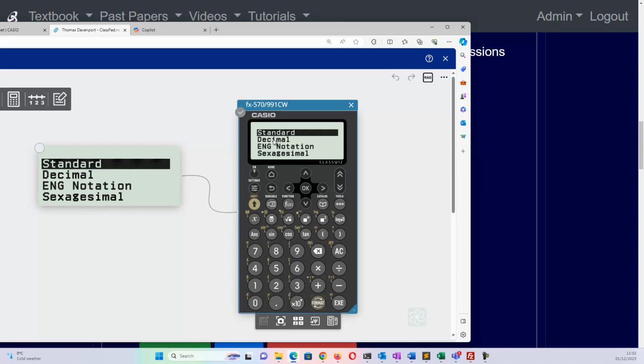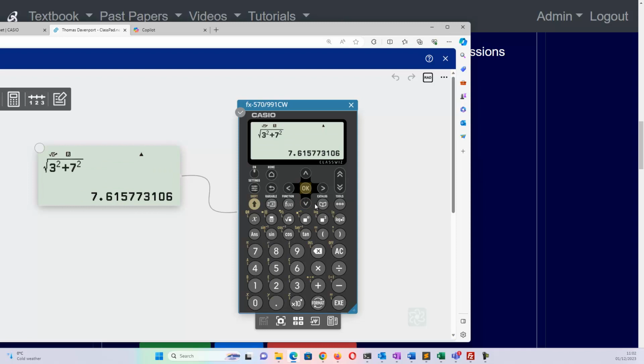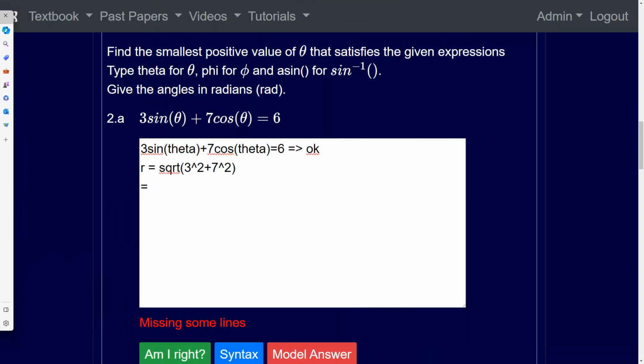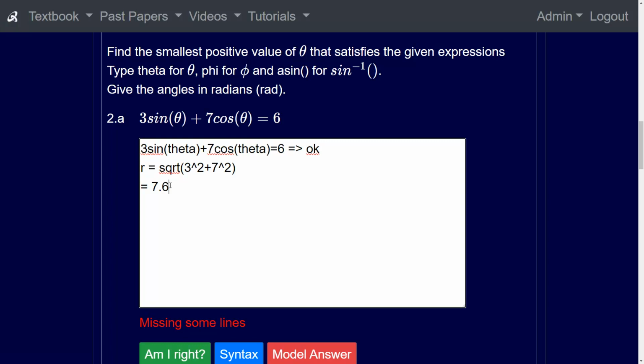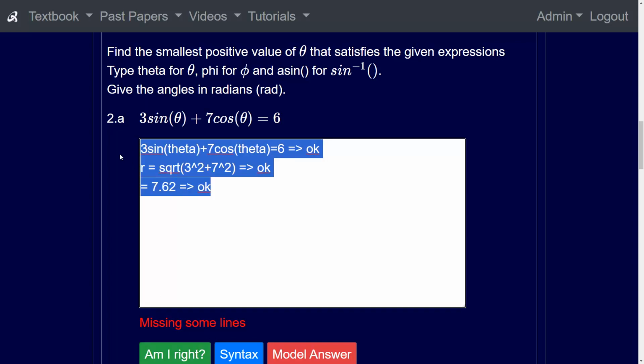First of all, let's have it in decimal notation, and I would like to store that in memory. So if I click on variable, okay, store. So if I go back to variables, you can see I've got the root 58 stored in memory. Okay, so let's put that over there. So r equals 7.62 to 2 decimal places. Am I right? So far so good. Right, let's just take those away for a second.